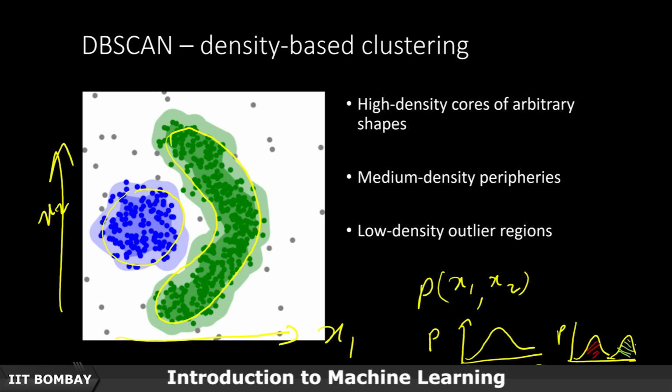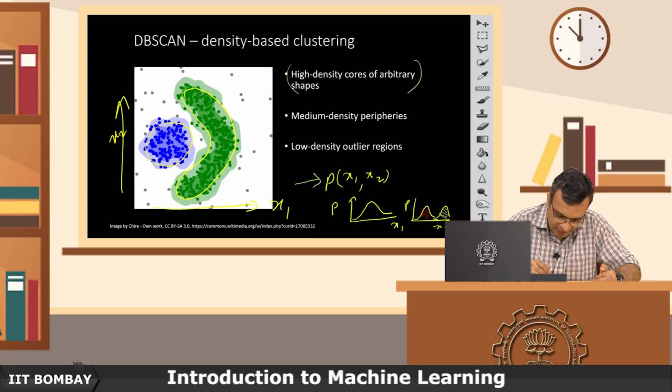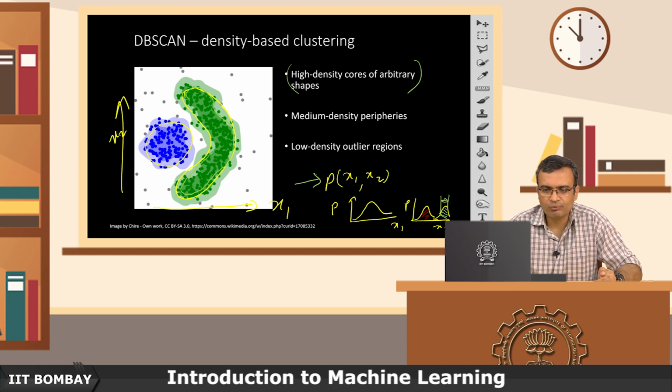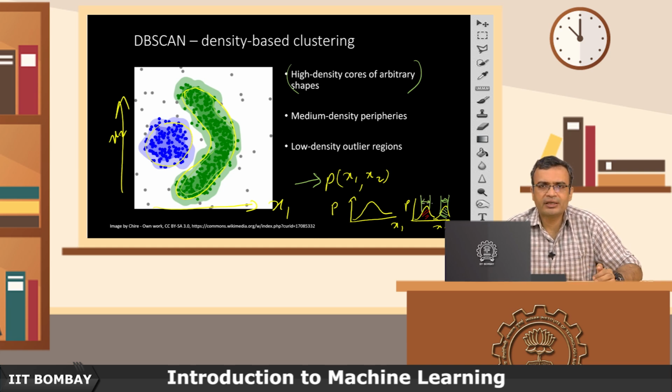Hopefully if we have enough points sampled from the probability distribution, we will have a high density core of arbitrary shapes. So this is the dark portion that you see here, that is the core portion, okay. Here the equivalence would be some sort of a tolerance around the mode. So around the mode, if we look at a small region, that's where we will see a lot of points that are neighbors of each other if we have sampled enough points.